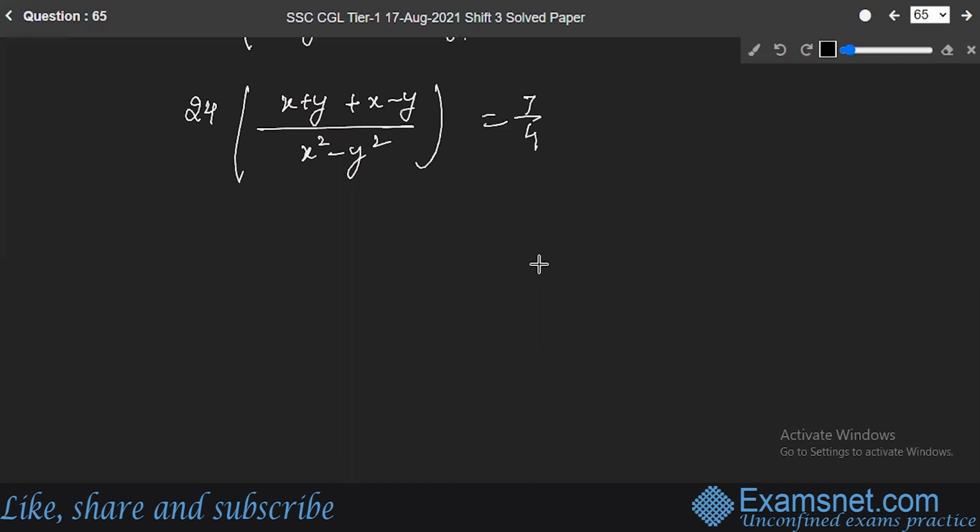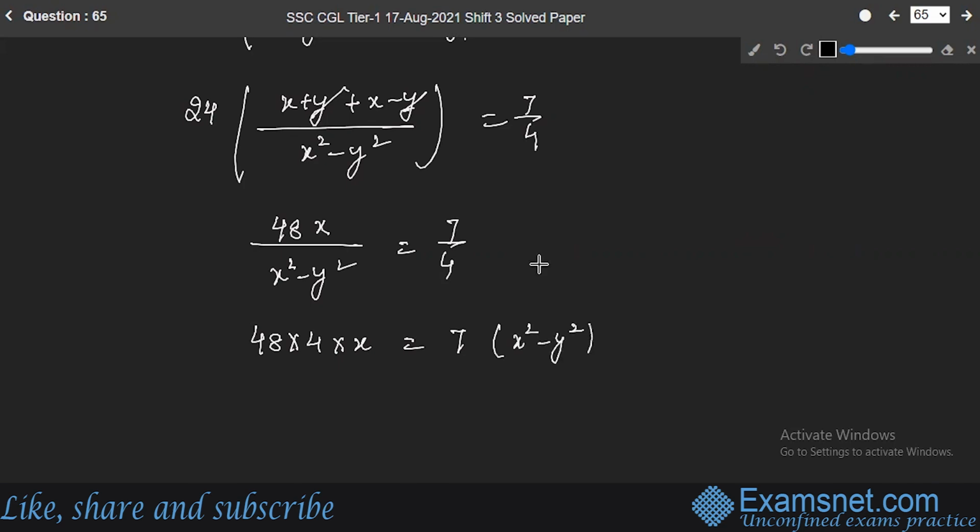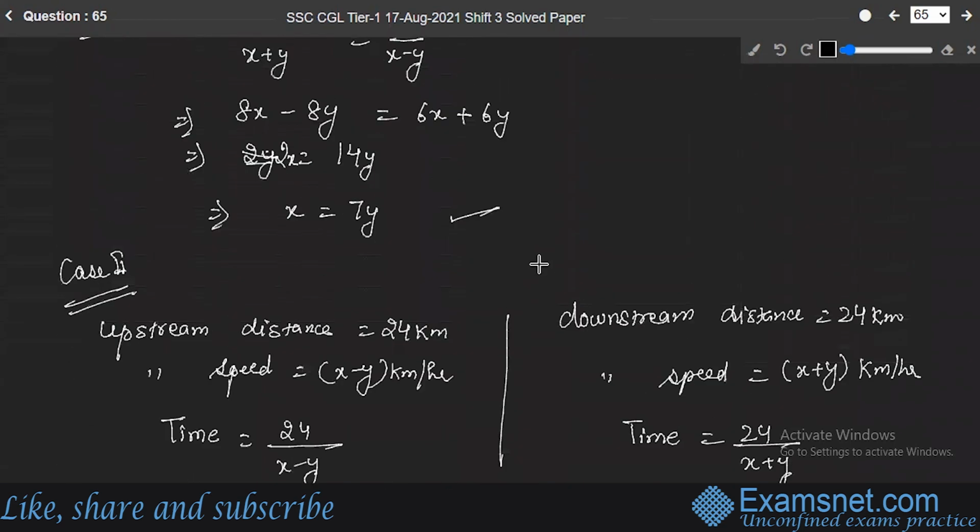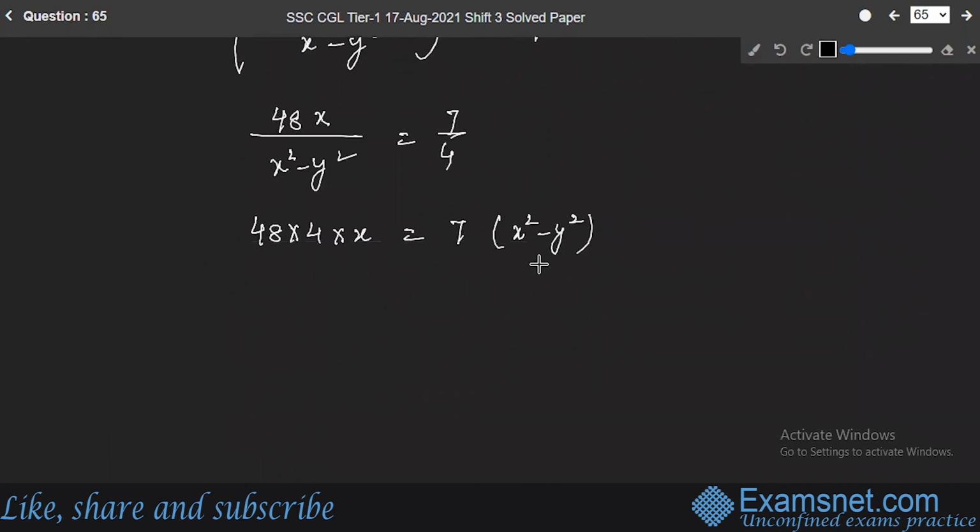So here y will get cancelled and you will have this as 2x, right? So 2x into 24 gives you 48x upon x square minus y square is equal to 7 by 4. So now you have 48 into 4 into x is equal to 7 into x square minus y square. Now, you already know the value of x square. It is 7y. I'll put the value of x square over here.